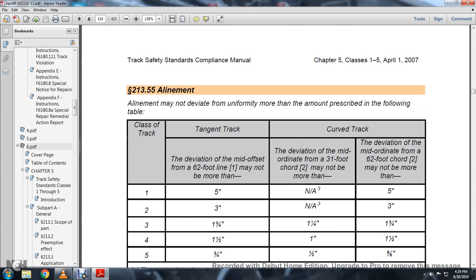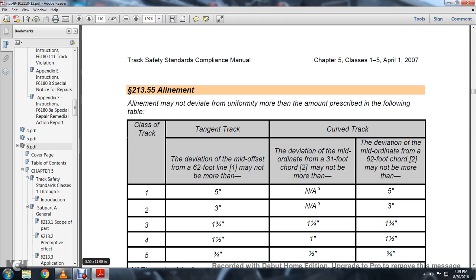Alignment. The alignment may not deviate from uniform by more than the amount prescribed in the following. Class 1 track, tangent track, 5 inches, and not applicable. The curved deviation of a 31-foot chord is not applicable, and 5 inches for a 62-foot chord. Class 2 track, 3 inches and not applicable. 3 inches for a 62-foot chord; the deviation may not be more than 3 inches.